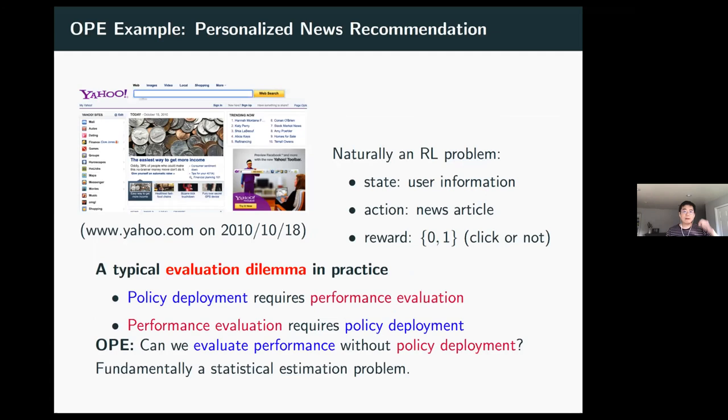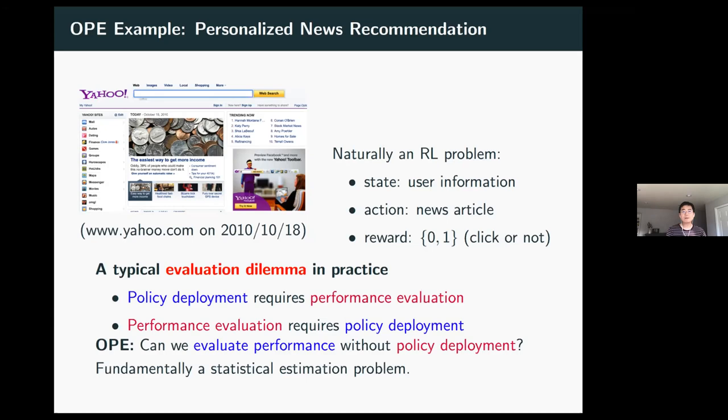We wanted to recommend news articles to users so that users find the articles interesting. So if you want to increase the user's engagement measured by the number of clicks, we can define the reward as one when there's a click or zero when there's no click. And then the state is the user information and actions are the news articles that we could recommend. And then the typical evaluation dilemma happened in practice.